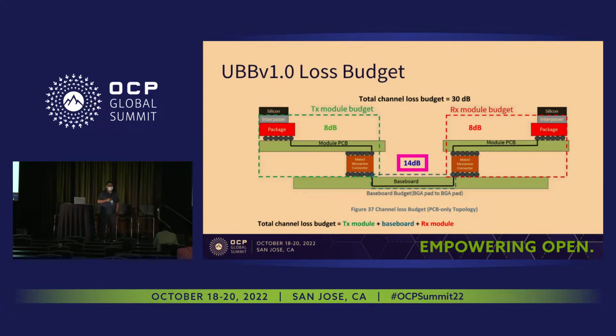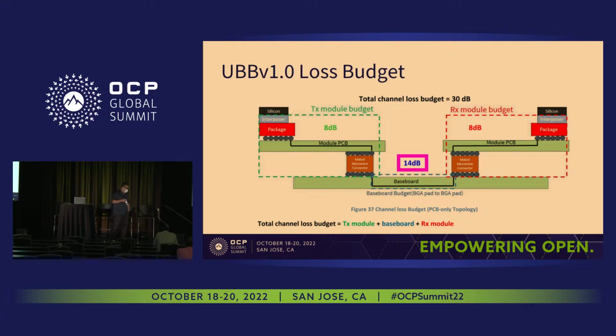This looks familiar from the previous talk. This is the loss budget defined in the UBB v1.0, as Song just mentioned before. You can see between the two OAMs, the green part and the red part are the two OAMs. OCP has defined the channel loss as 30 dB, and the OAM part keeps 5 dB on each side. So the connection between the OAMs has a loss of 40 dB.